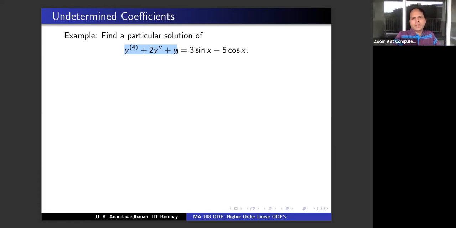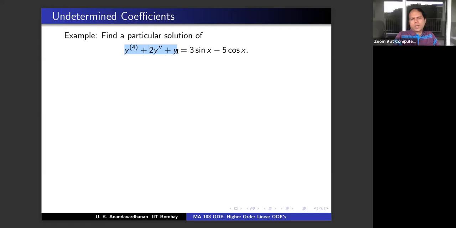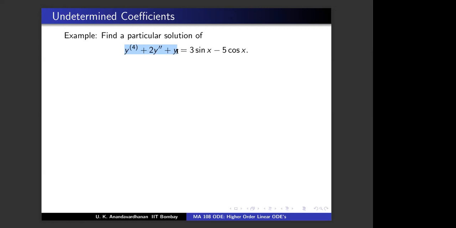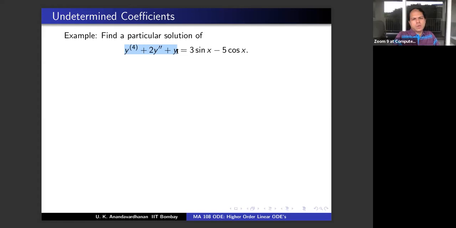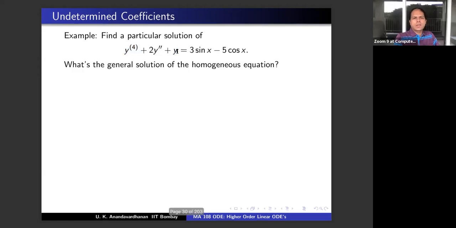x power 4 plus 2x square plus 1. So what are the roots? m equal to plus or minus i. Plus or minus i coming how many times? You have to repeat also. Two times. So this is the characteristic polynomial, (x square plus 1) whole square. So i coming twice and minus i coming twice.